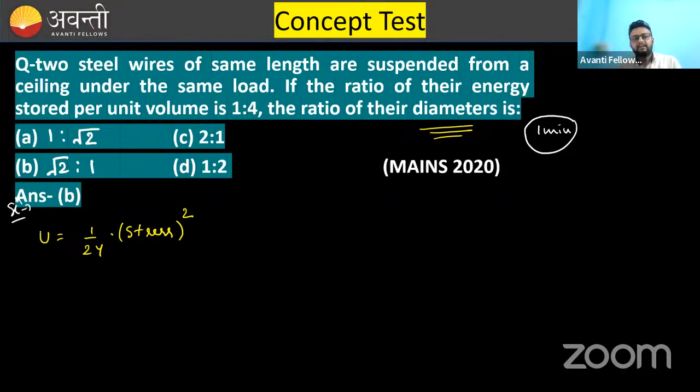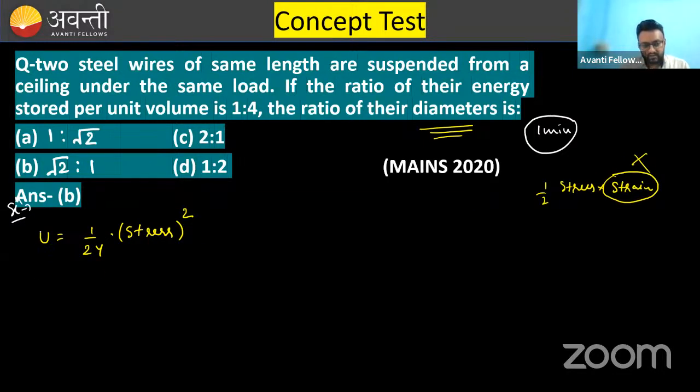The formula was half stress into strain per unit volume, so volume will be missing here. So half stress into strain. If you want to calculate strain, you need to know the original length and the change in the length. But that thing is missing in the question. So I need to eliminate this strain term. For that, I have used the formula 1 upon 2Y stress square. I hope this is clear why we are using this relation.